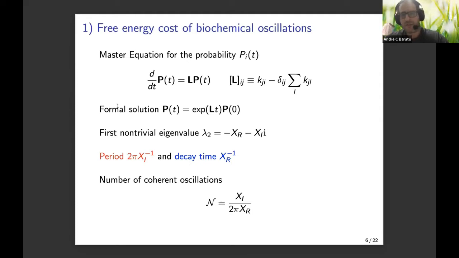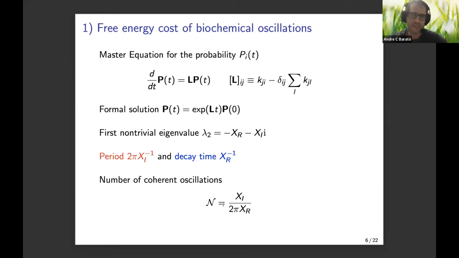And if I assume that my correlation function is dominated by this eigenvalue because the next modes are just lower modes, then the number of coherent oscillations is going to be the imaginary part of the eigenvalue divided by the real part of the eigenvalue. There is a 2 pi factor because the period would be 2 pi divided by λ_I, okay? And the decay time is just λ_R to the power of -1, okay? So λ_R gives me the inverse of the decay time, and λ_I gives me the inverse of the period up to a factor of 2 pi, okay?